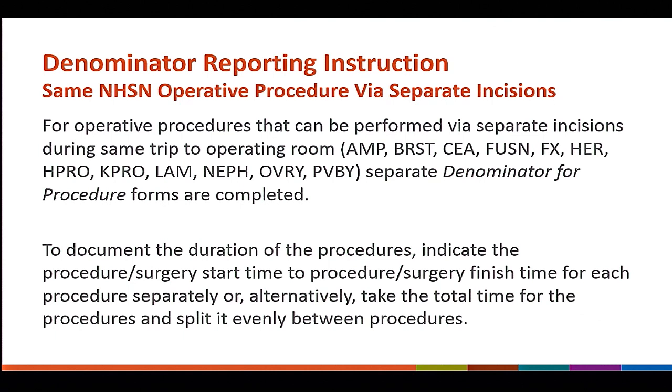Next denominator reporting instruction is instruction number 8, the same NHSN operative procedure via separate incisions. So for operative procedures that can be performed via separate incisions during the same trip to the operating room, a separate denominator procedure form is completed for each procedure. So for example, if your patient went to the OR and had bilateral breast procedures, you would report 2 denominator procedure forms, one for the right breast, one for the left breast.